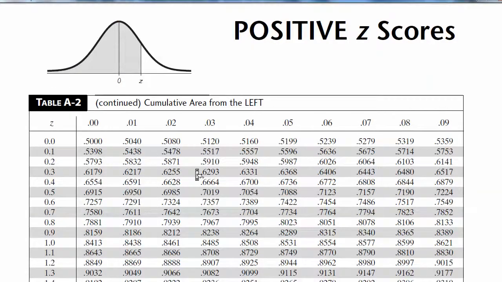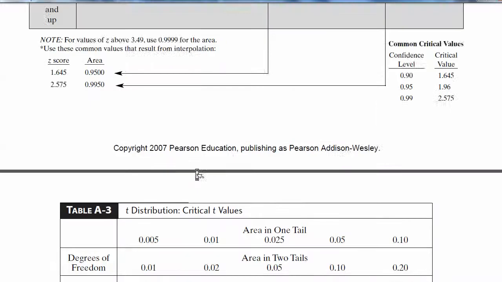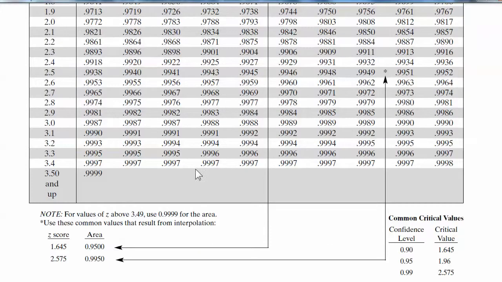Okay, but the answer on here, the highest we can go is 0.9999, and that's at 3.5. Now, I didn't check to see what my corresponding z-score was, but I can do that really fast.